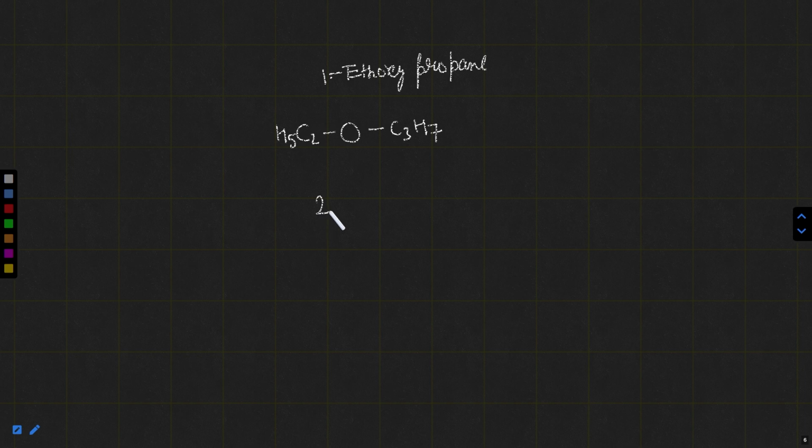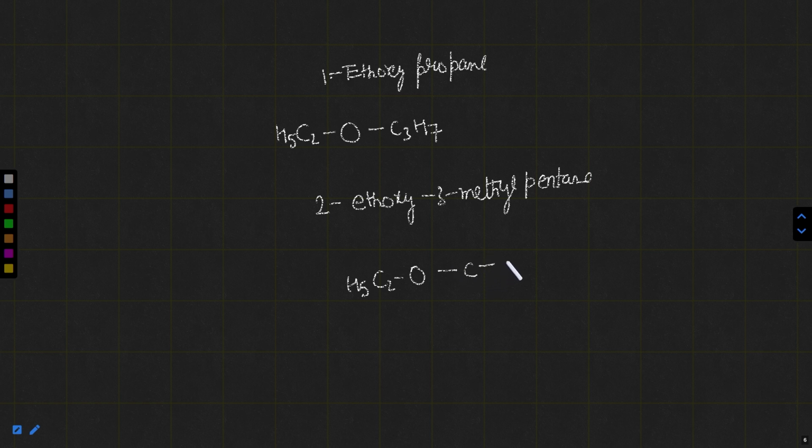Next one we have 2-ethoxy-3-methylpentane. Again C2H5, then pentane of 5 carbons. At third position we have methyl. So if we just name it from this side only, always 3 position. Okay, so this is methyl. Yes, 3.